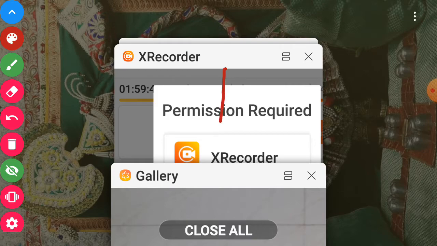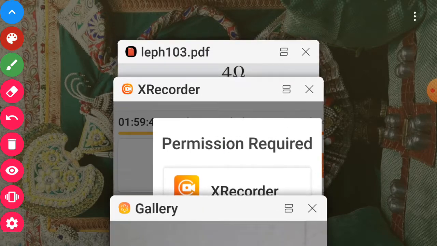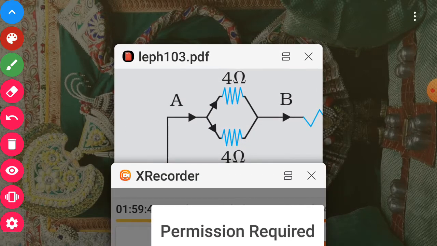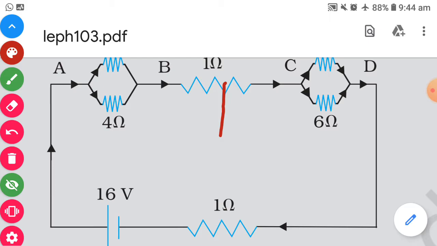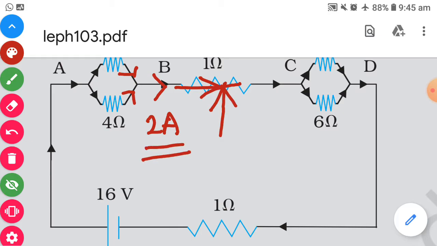Which was the next resistance? The next resistance was 1 ohm resistance. Now from this 1 ampere will come, from this also 1 ampere will come, so here it will be 2 ampere, and that 2 ampere totally will pass through this 1 ohm resistance. So current through this 1 ohm resistance will be 2 ampere.